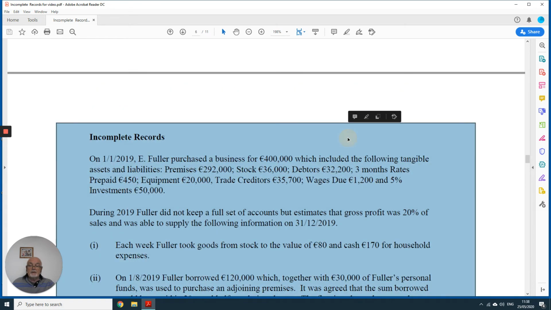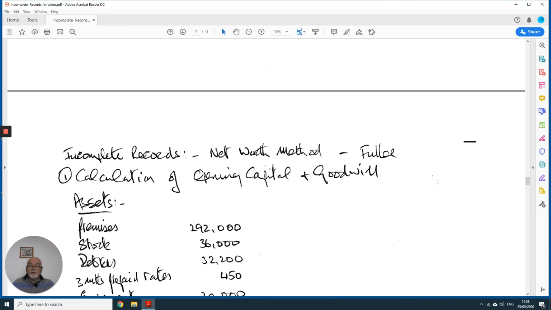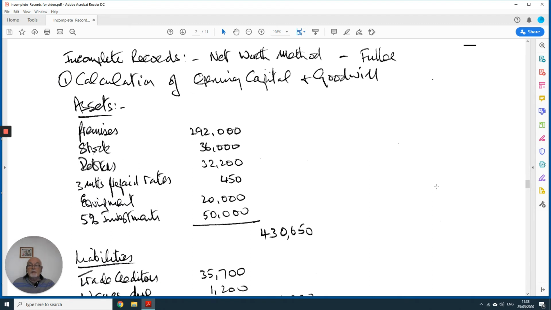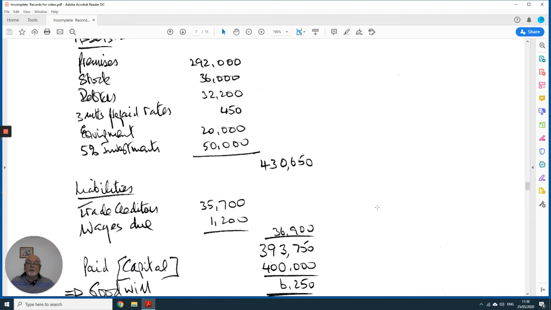It tells us at the start here that Fuller bought a business for €400,000, comprising those assets and liabilities. So let's take a closer look at that. The business comprised 6 assets: premises, stock, debtors, 3 months prepaid rates, equipment, and 5% investments, totaling 430,650. But the firm that was taken over also had 2 liabilities: creditors and wages due, totaling 36,900. So the net worth of that business was 393,750.